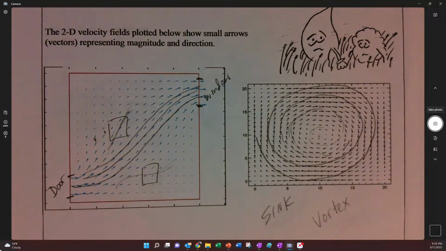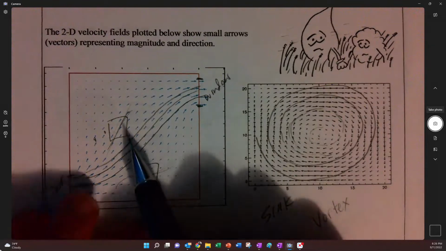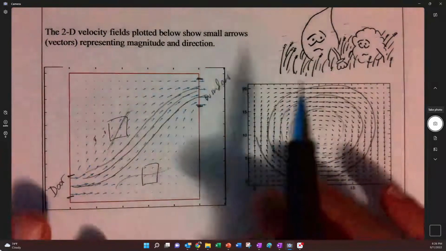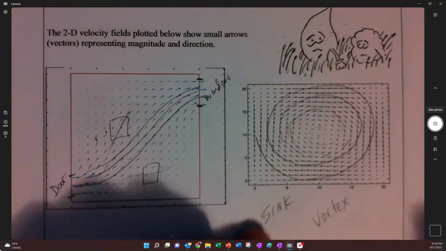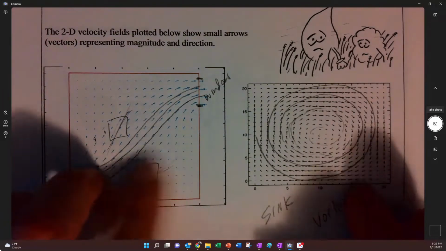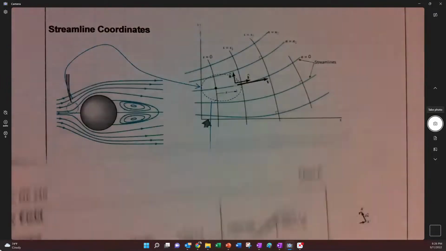And as I mentioned with the superposition idea, sometimes we might have a flow like this and a flow like this, and we could combine them to try to simulate some other flow. So that's the idea, that we could try to figure stuff out by breaking it apart or adding it together to simulate a flow.